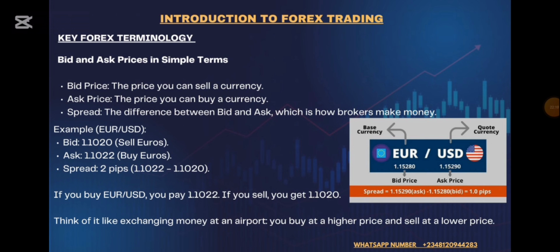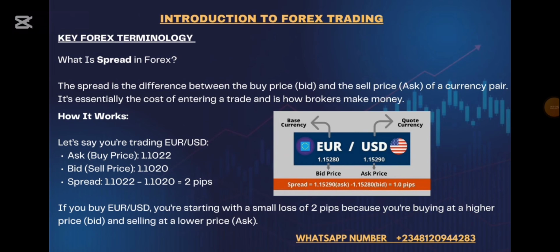So think of it like exchanging your money at the airport. You buy at a higher value and sell at a lower value. That is simply it. I hope just look at this image to understand it perfectly. You understand? So let's move on. We have spread. Like I said, spread is the difference between the buy price and the sell price of a currency pair. It is essentially the cost of entering a trade, and it's simply how brokers make their money.